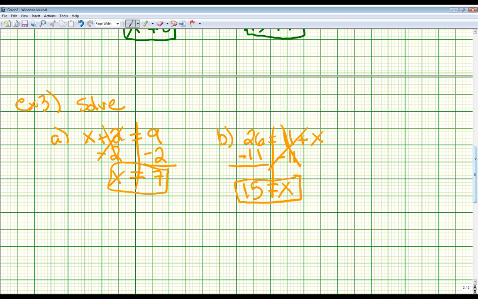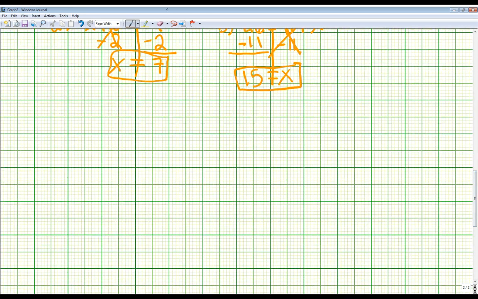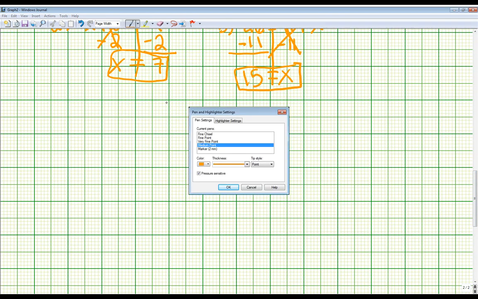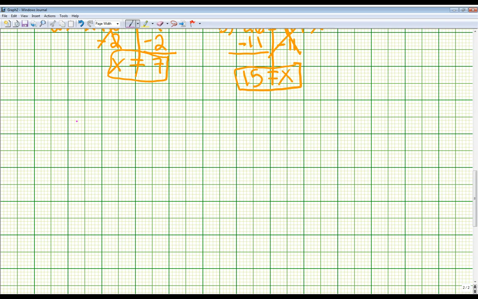We have one more example, and this one brings it more into a real life scenario. So let me switch colors here. So this would be example 4.